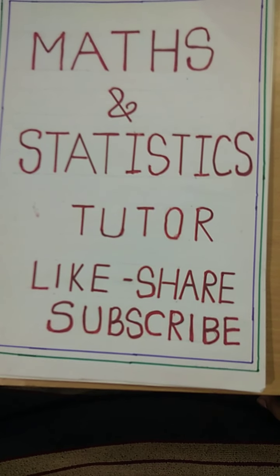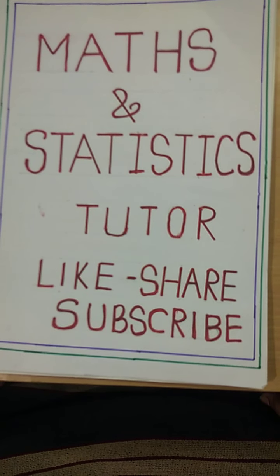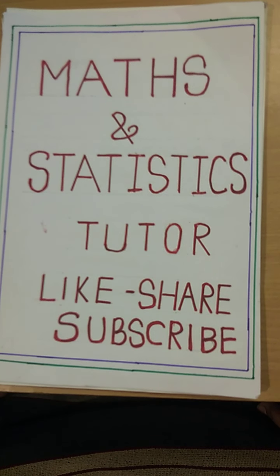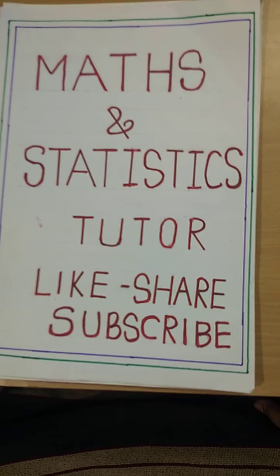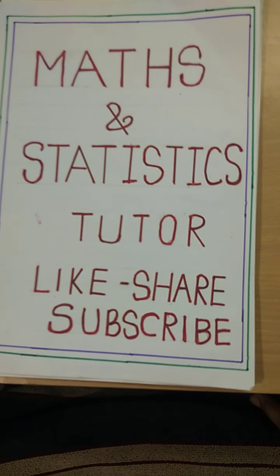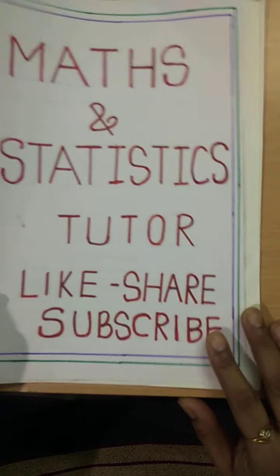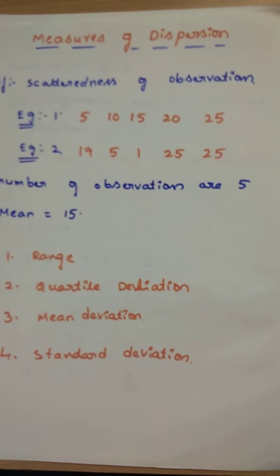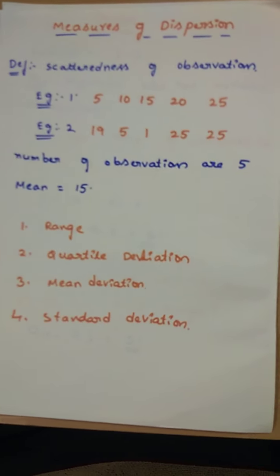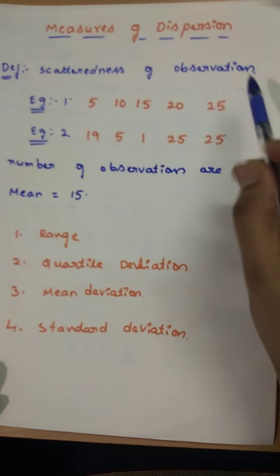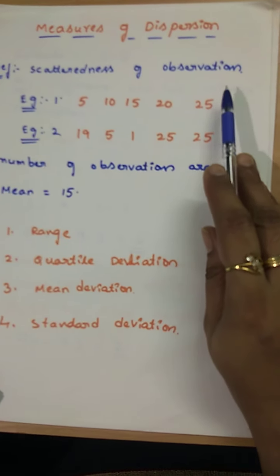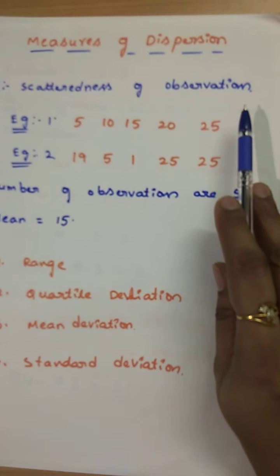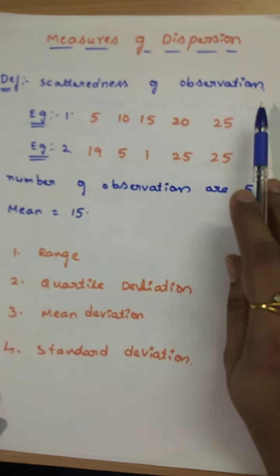In this class, I am going to explain a statistics concept which is very important. The name of the concept is measures of dispersion. The definition of measures of dispersion is scatteredness of the observations, or else we can say dispersion is the measure of variations of the items.